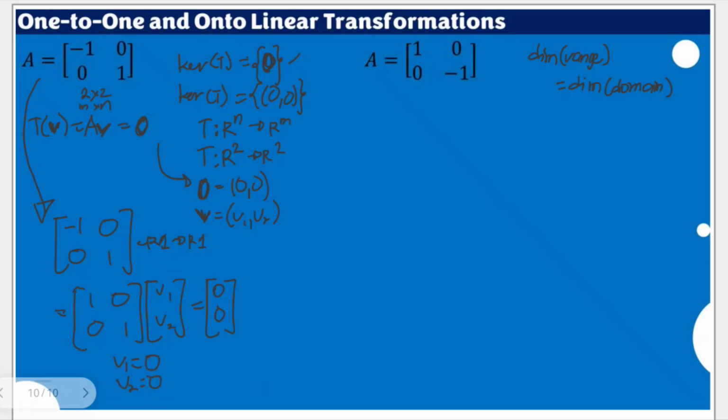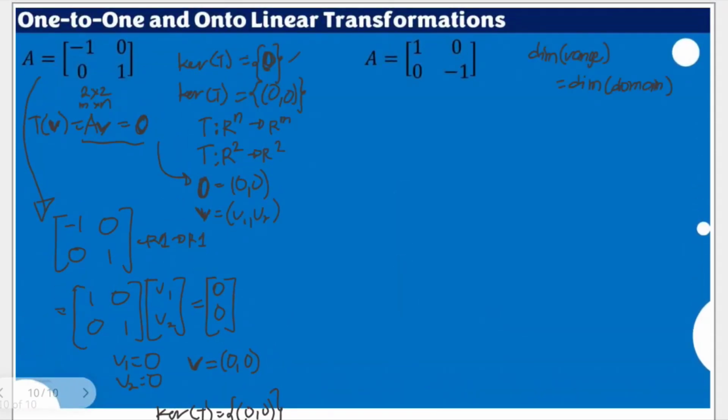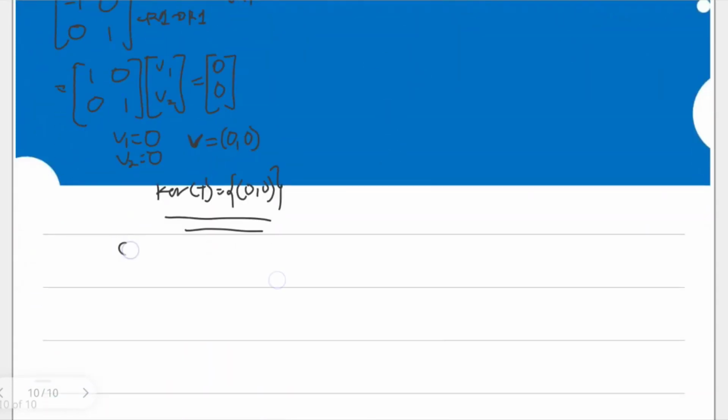Okay? With this, the vector that will satisfy this equality here is the zero vector in R2. With this, our kernel now is a set containing 0, 0. And with this identification, we have shown that this first matrix here is a one-to-one linear transformation because its kernel is the zero vector. Okay? So this is already a one-to-one linear transformation.